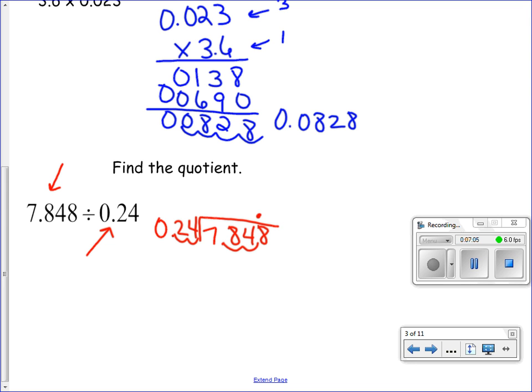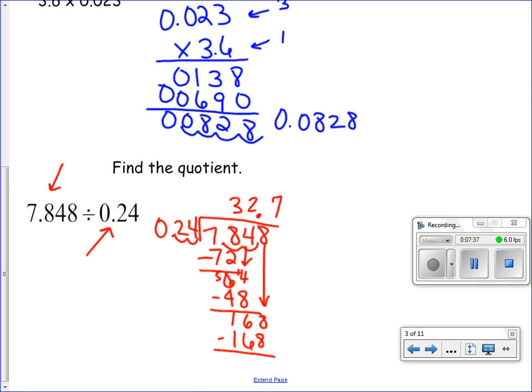24 will go into 78 3 times. Bring down your 4. 24 will go into 64 2 times. You need to be very organized in your lining up of your decimals in order to get the correct answer. You need to line up each digit correctly.